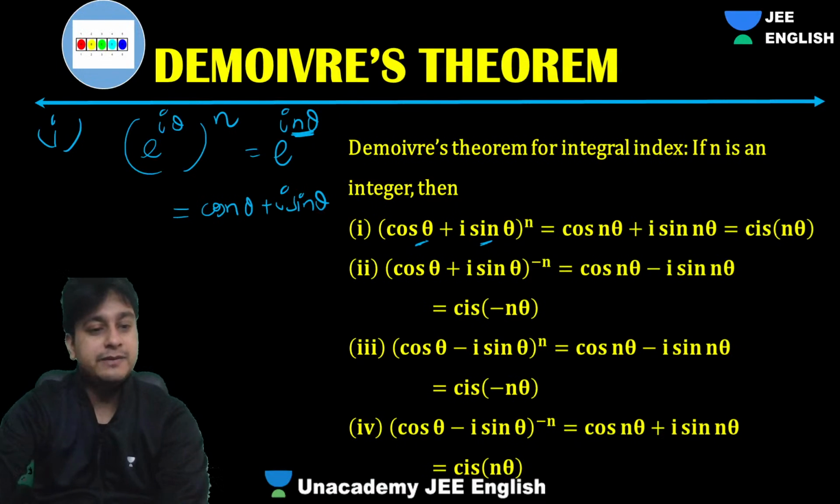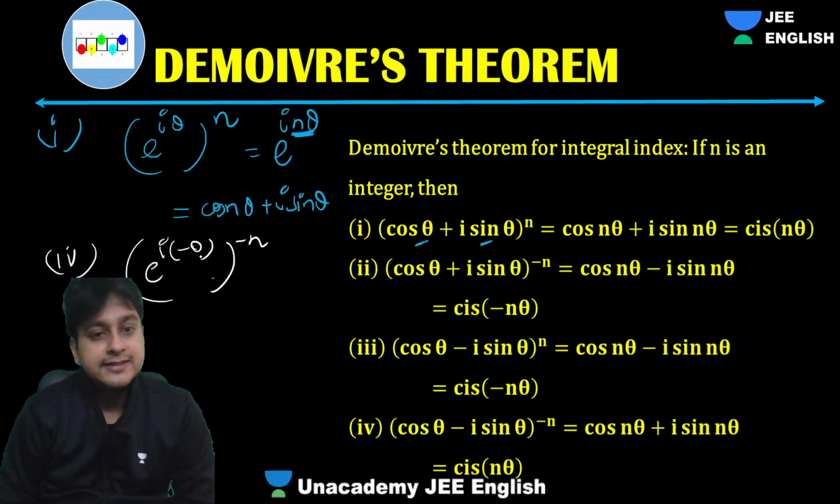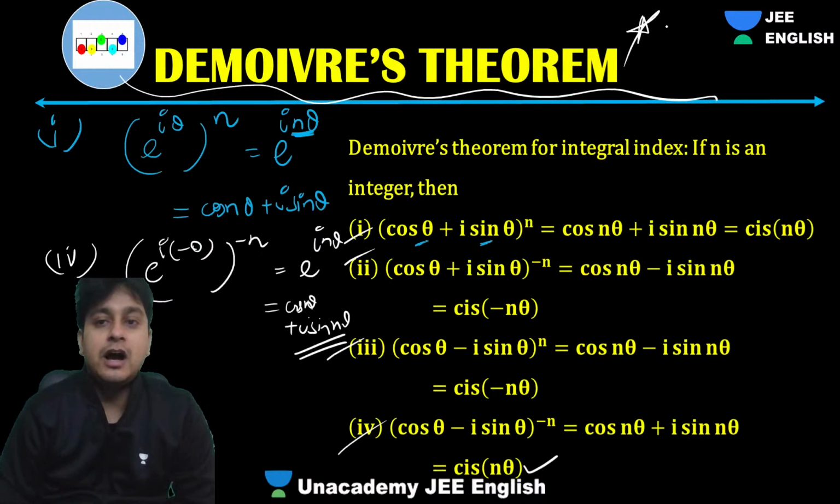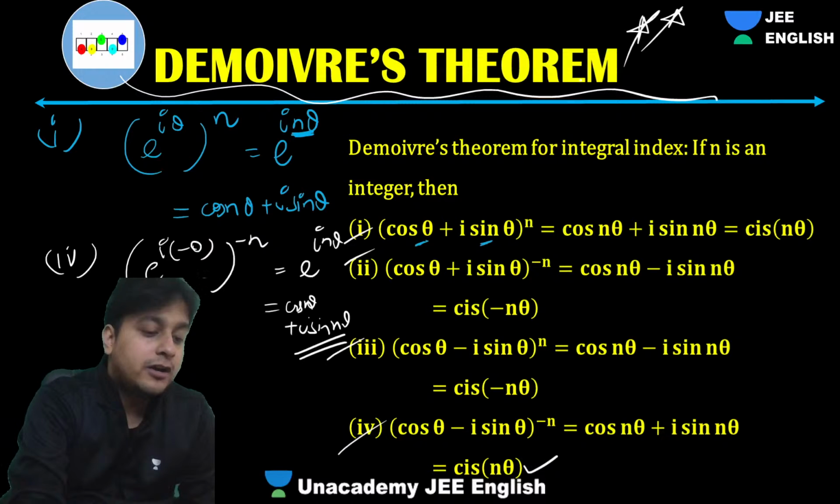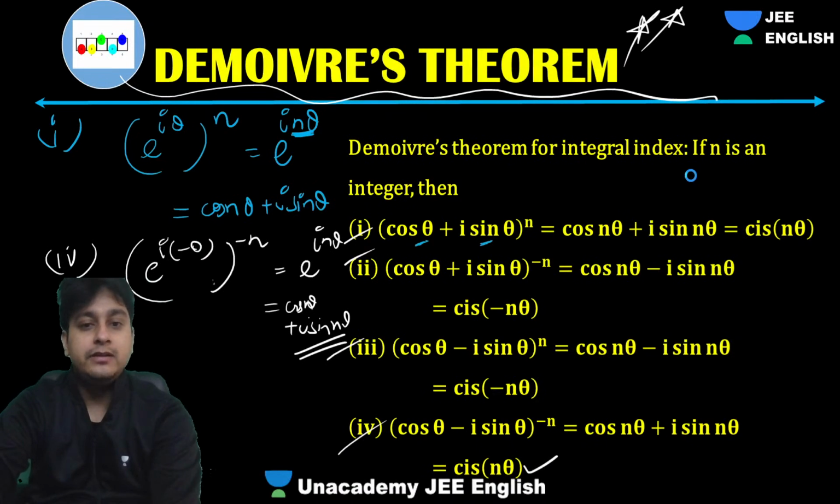Now finally, guys, it will be pretty easy to prove the fourth one. Fourth one is very easy. You can write it as (e power minus i theta) whole power minus n, and minus minus will become plus. It will be e power i n theta, which is nothing but cos n theta plus i sin n theta, right? That's it. So that's very easy. That's cis n theta. We have proved it very easily, guys. This de Moivre's theorem, which is an amazing and very important formula, has been asked many times in JEE in the past. Fine.